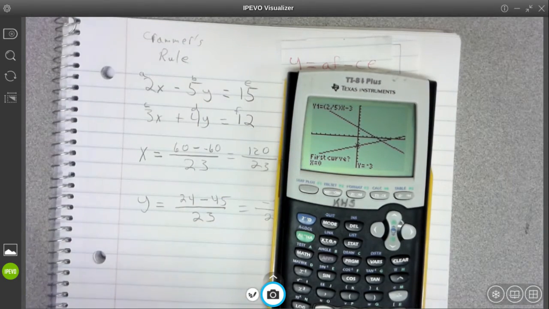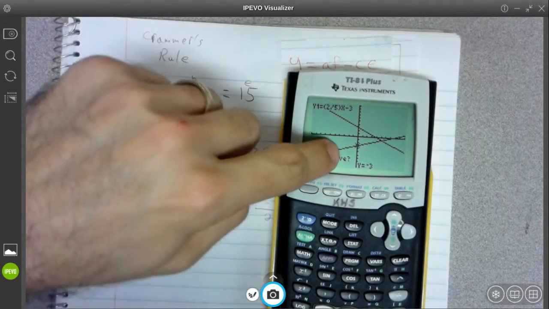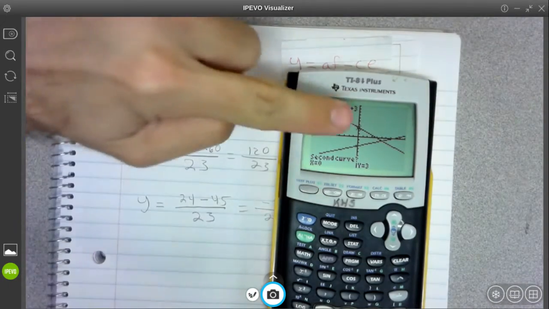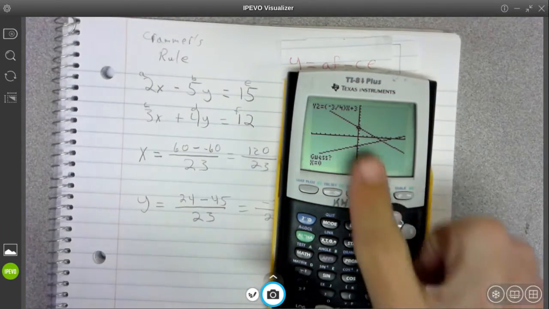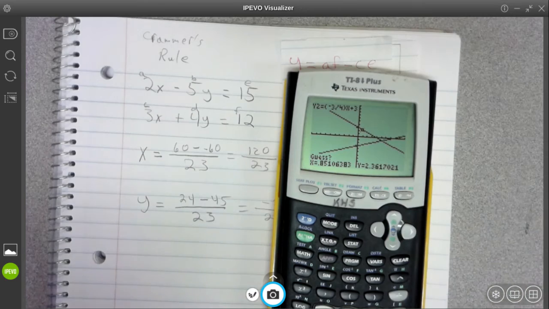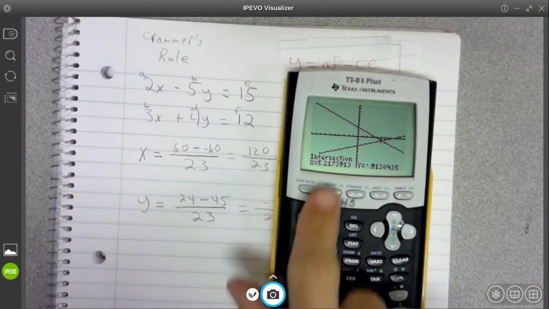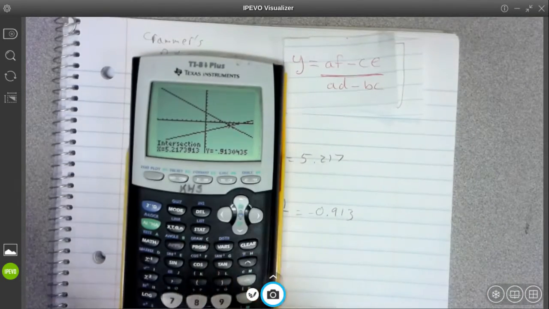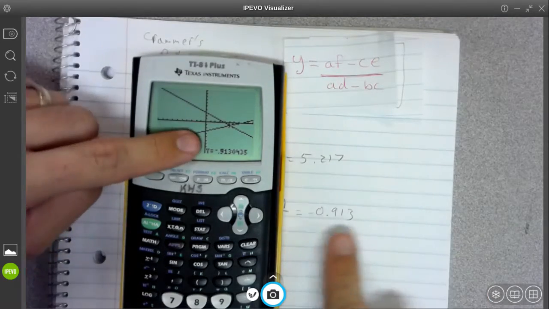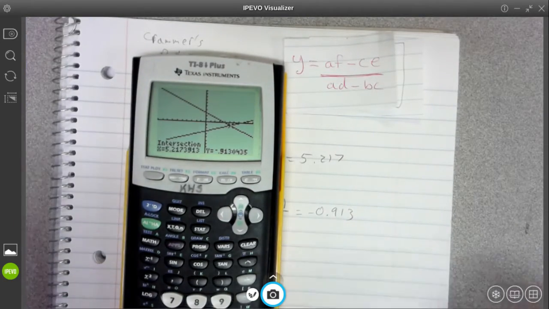And then for lines, you don't have to really do anything. First curve, it's this one. Enter. Second curve, it's that one. Enter. And guess. You want to get close to where they intersect. There we go. We got 5.217 and -0.913. Woohoo! It works.